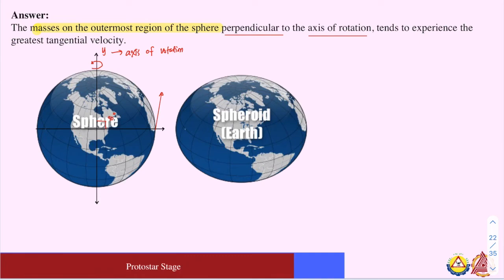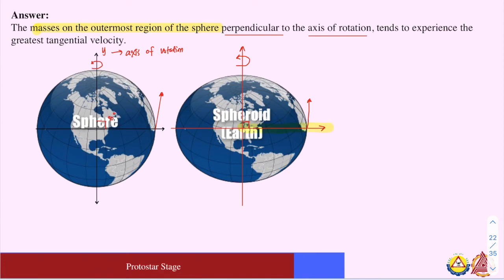So if you have a great tangential velocity, that tends to flatten out the original distribution of mass, or your geometry. Where your tangential velocity is greatest, it is like the mass there gets thrown outward. So if this is your axis of rotation, perpendicular to the axis of rotation, which is the one I am highlighting in yellow, that tends to be the region that flattens out.